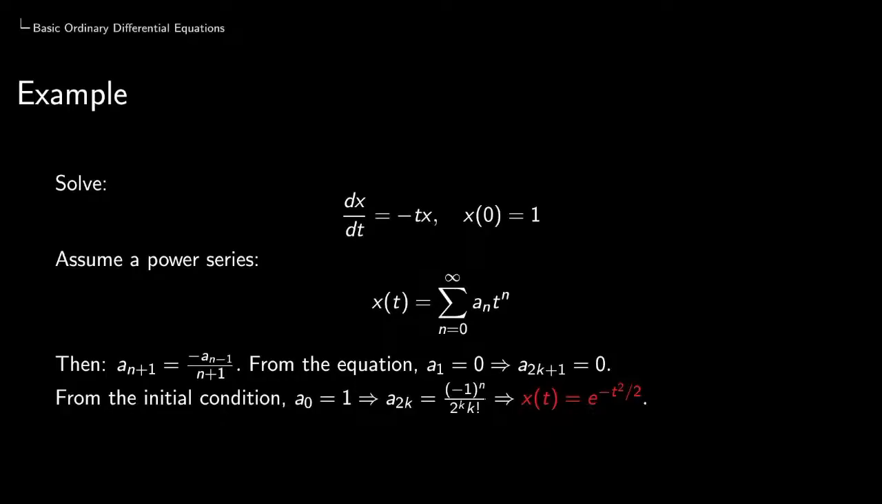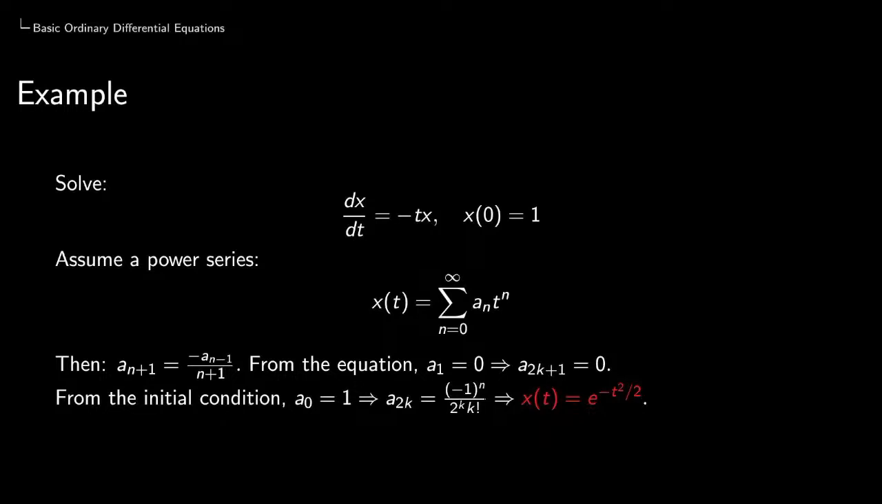From the equation, this tells us that we only need a couple of values to determine the full solution. The first value we can determine is a_1. When t is equal to 0, the equation says that dx/dt must be equal to 0. Since the derivative corresponds to the a_1 term, that tells us that a_1 must be 0. And based on the parity of this a_{n+1}, a_{n-1} relation, all the odd terms must be 0. So we have an even function.